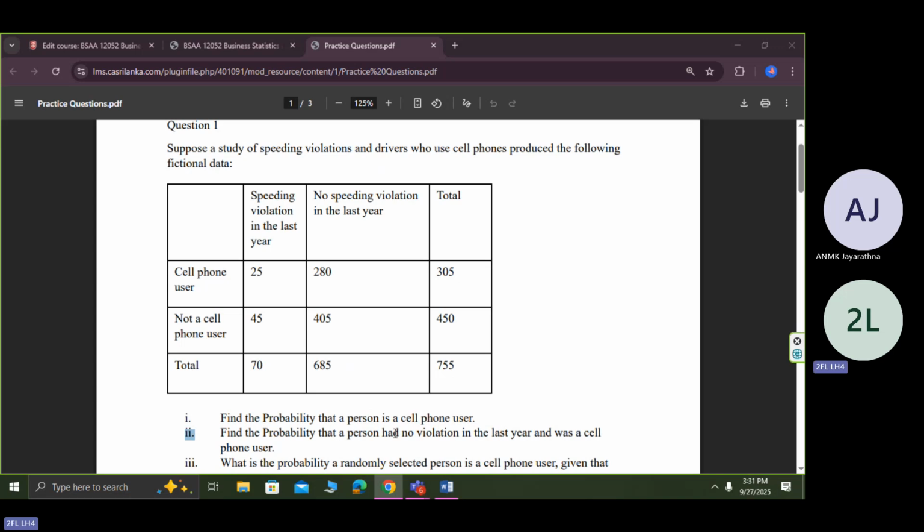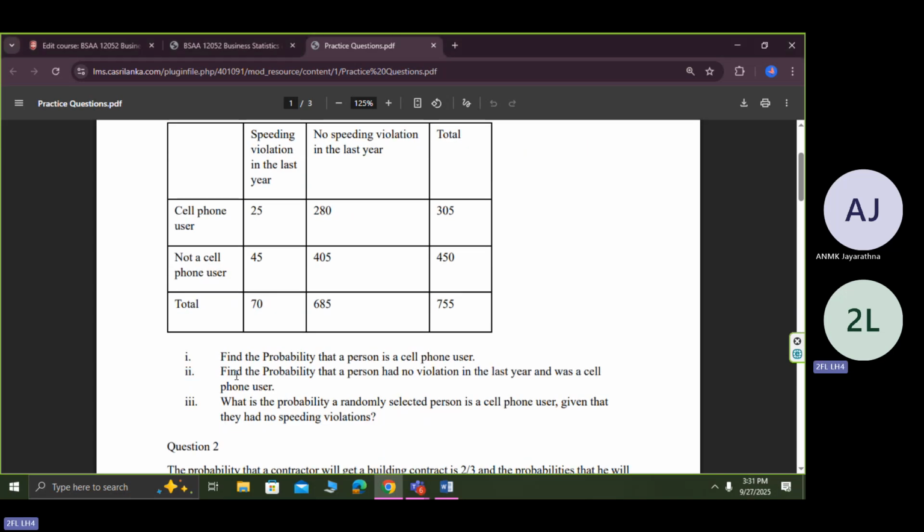It's clear? Then Roman number 2 asks what? Find the probability that the person had no violation in the last year and was a cell phone user. Then here, 2 events are there and these 2 events occur together. It's clear? Then it means the joint probability concept. What is the probability? No violation and cell phone use. Then how many? 280 out of the 755. Understood? Okay.